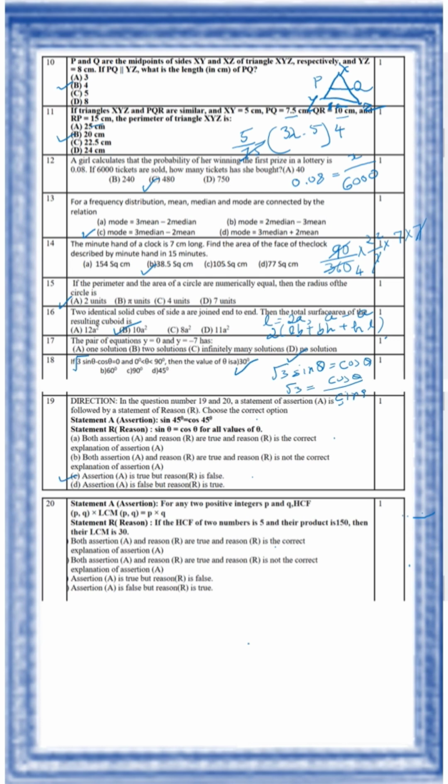20th one. Statement A, assertion: for any two positive integers P and Q, HCF of P and Q into LCM of P and Q is equal to P into Q. Statement R, reason. What is it? If HCF of any two numbers is 5 and their product is 150, then their LCM is 30. Here option B is correct.